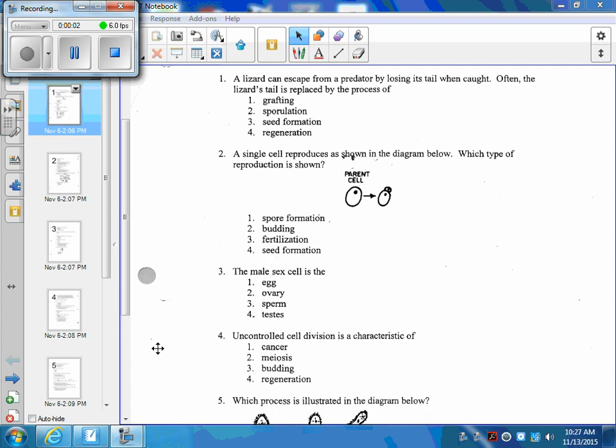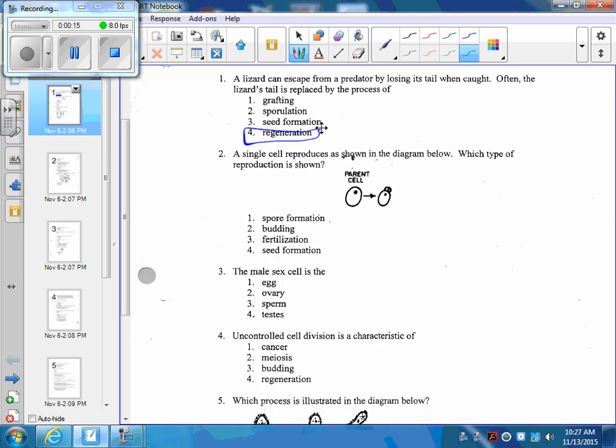Reproduction and development test. Questions 1 through 30. A lizard can escape from a predator by losing its tail when caught. Often the lizard's tail is replaced by the process of... Well, the answer is regeneration, because you are replacing a tail. Tail is replaced. You are replacing a limb. When a limb is growing back, that's regeneration.